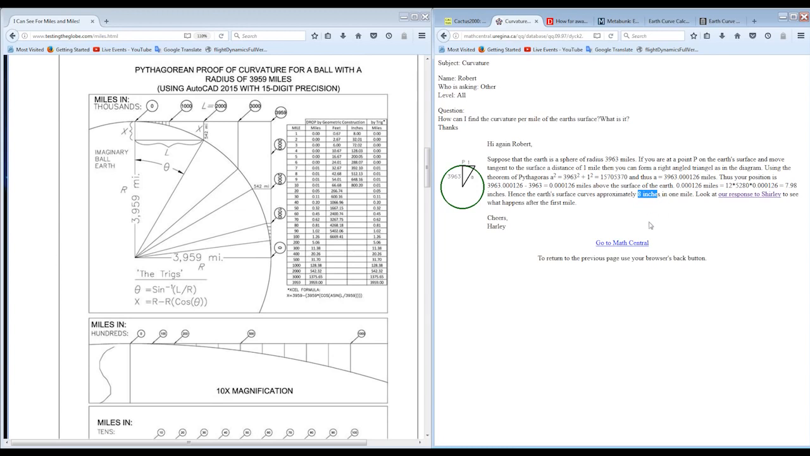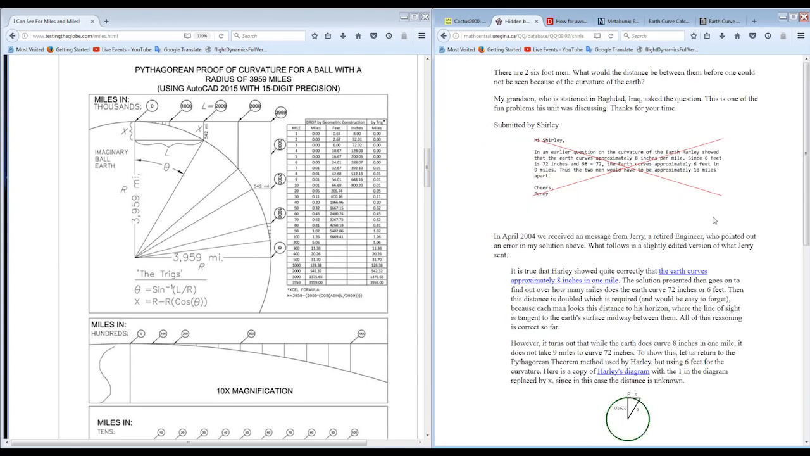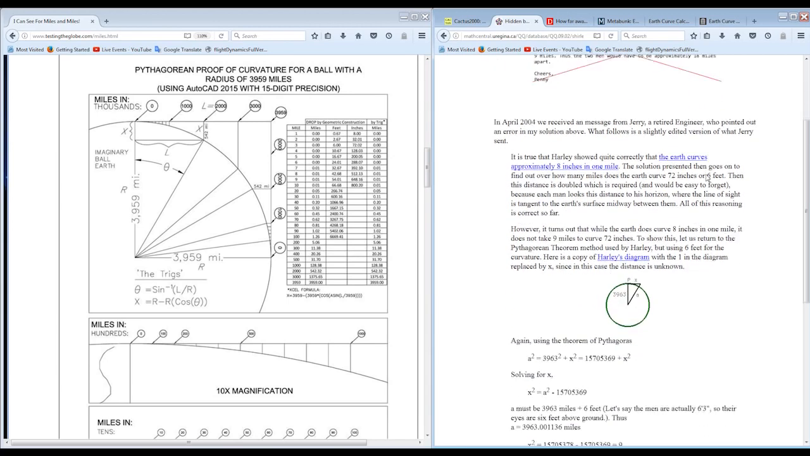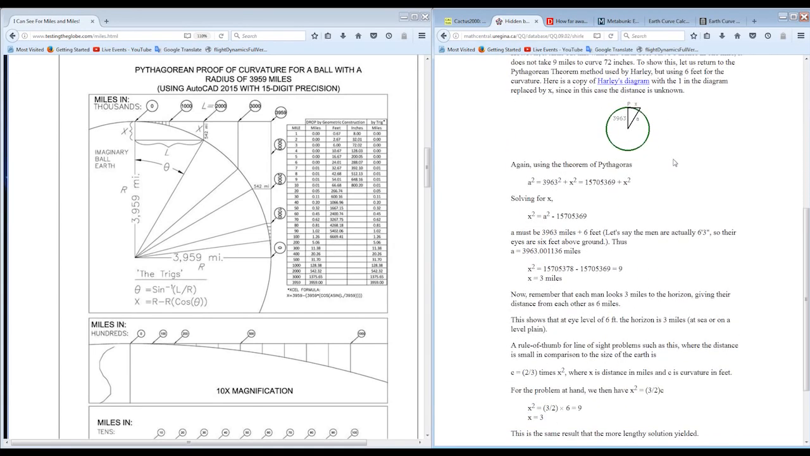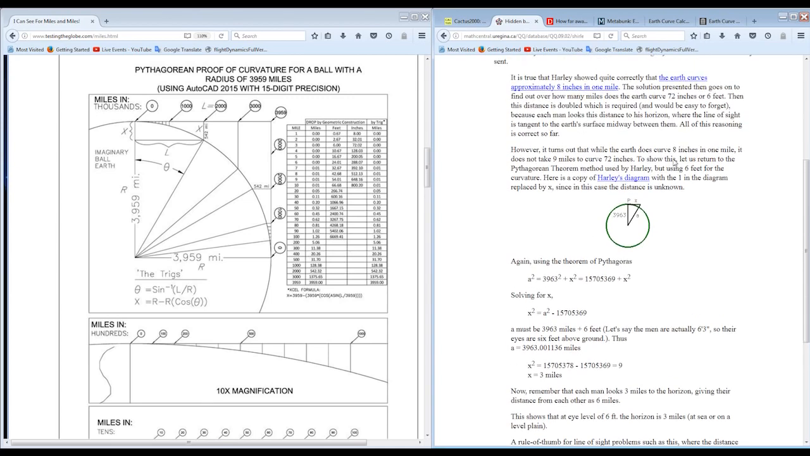All right, but then it says look at our response to Shirley to see what happens after the first mile. So you click on this, and there's an interesting question posed here at the top. There are two 6-foot men. What would the distance be between them before one could not be seen because of the curvature of the Earth? Apparently this person, Shirley, had a grandson stationed in Baghdad, Iraq, who was asking the question. And he goes on to explain, it's 8 inches per mile, blah, blah, blah, but it's not. 6 feet is 72 inches, so 8 times 9 would be 72.